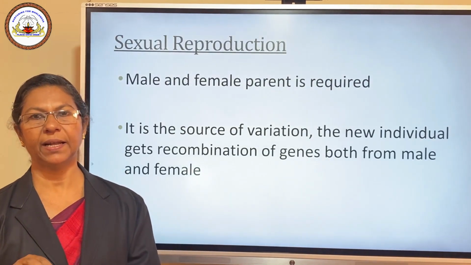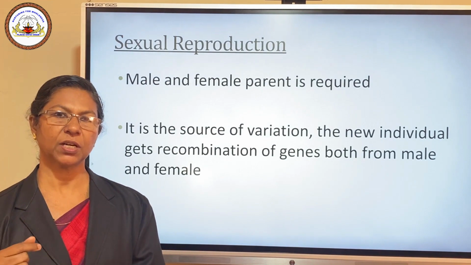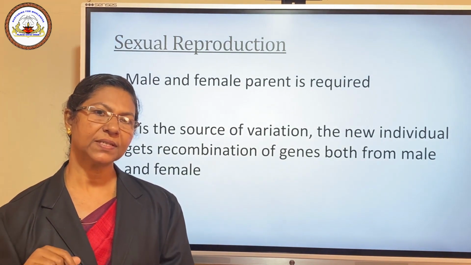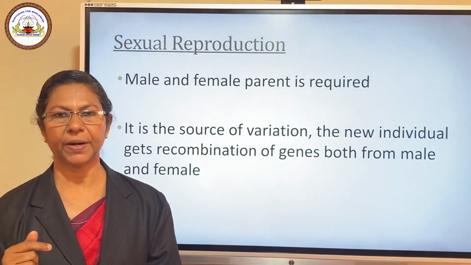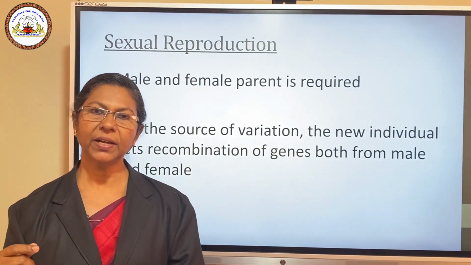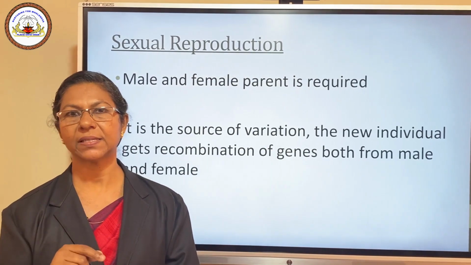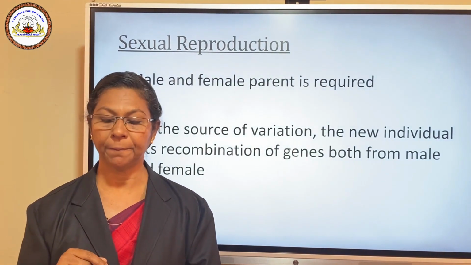So till now we studied the different types of asexual reproduction. Now we are going to study sexual reproduction. So what is sexual reproduction? In sexual reproduction, there is the involvement of two parents, that is male and female.